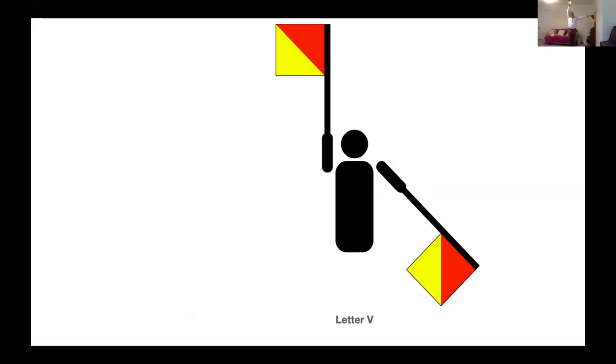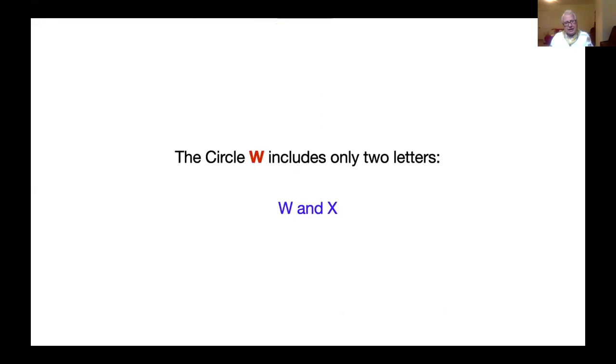Numbers, J, and then the V. So you memorize the "hey hot" number, it's not difficult to know that H, O, T, and numbers. Now this is the V. Can we jump to the circle W, which includes only two letters, W and X.